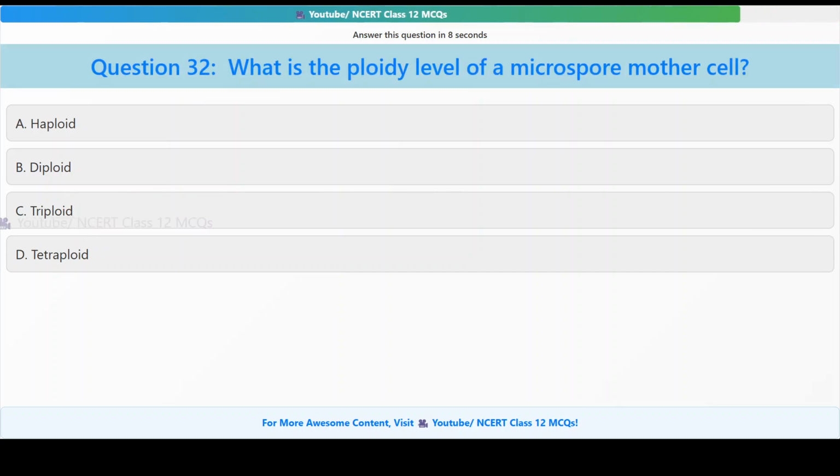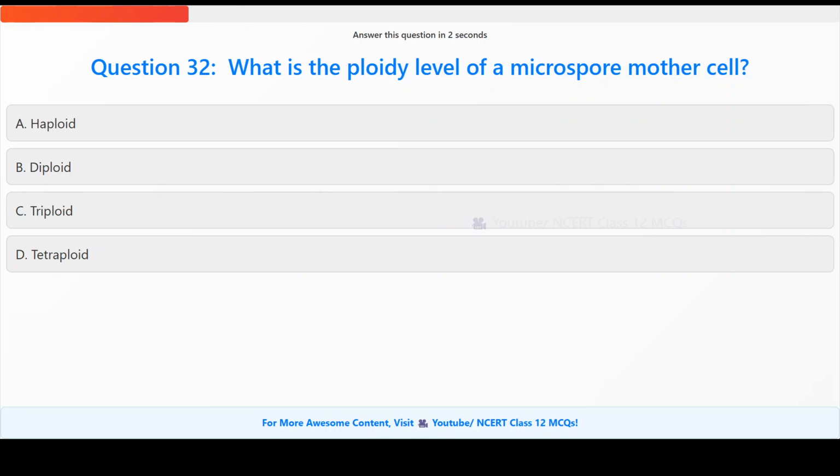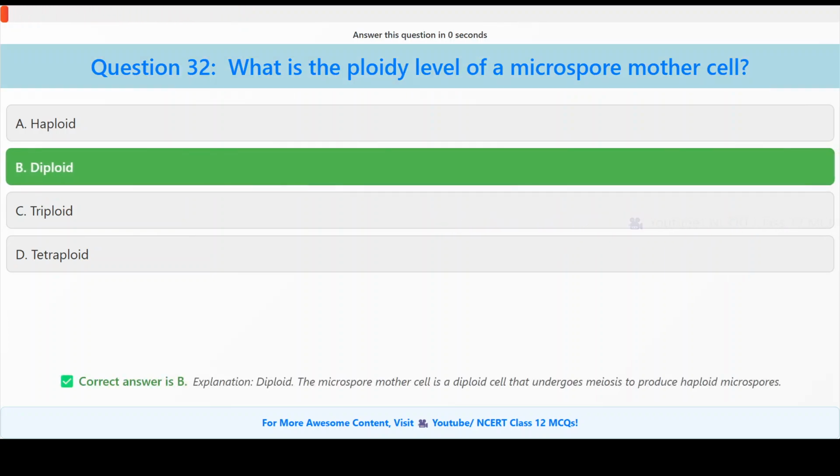Question 32. What is the ploidy level of a microspore mother cell? Diploid. The microspore mother cell is a diploid cell that undergoes meiosis to produce haploid microspores.